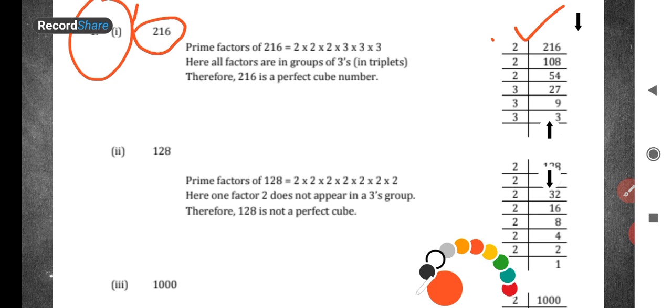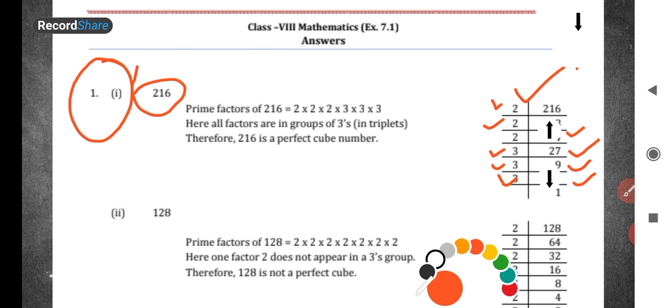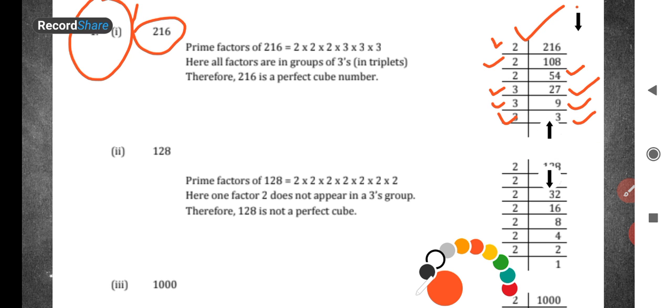So 216 first it will go with 2. How many times? 108 times, isn't it? Again it is divisible by 2, 54 times. Then again with 2, 27 times. Now 27 is not divisible by 2, but it is divisible by 3, 9 times. Again 9 is divisible by 3, 3 times. Now 3 is divisible by 3, 1 time, isn't it? So it will be 1.